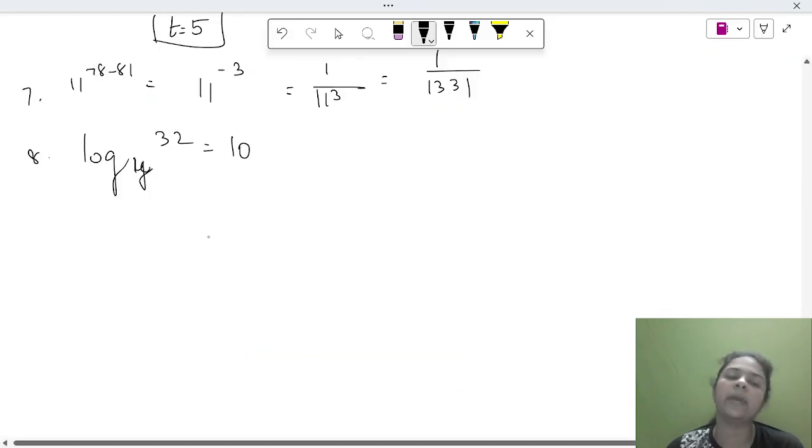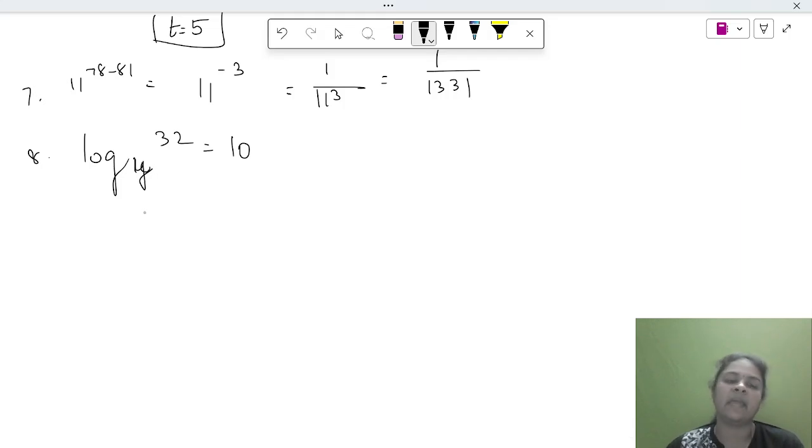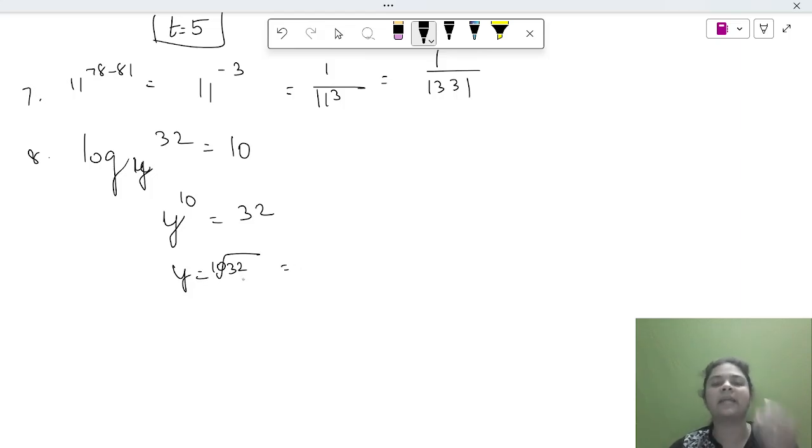What is the value of y? Again, how can we write this? We can directly substitute: y to the power 10 is equal to 32, or y is equal to the 10th root of 32. Now how do we simplify this? There are two ways in which you can simplify. One, put the 10th root directly in the calculator, but sometimes the answer will not be a clean value. Or we can write this as 32 to the power 1 by 10.